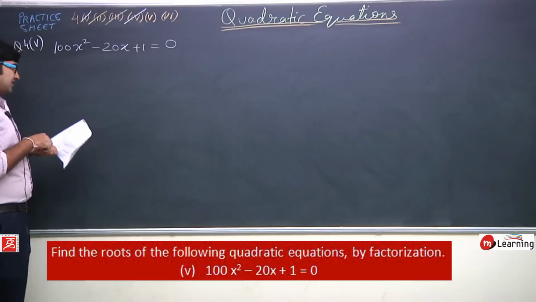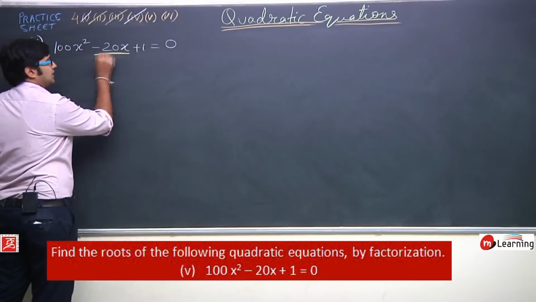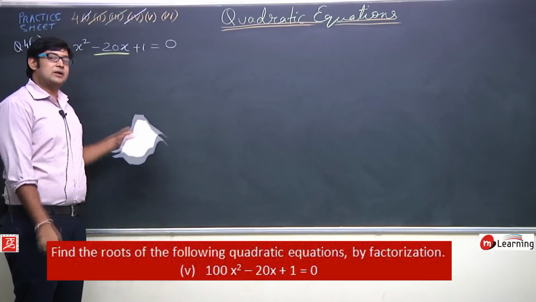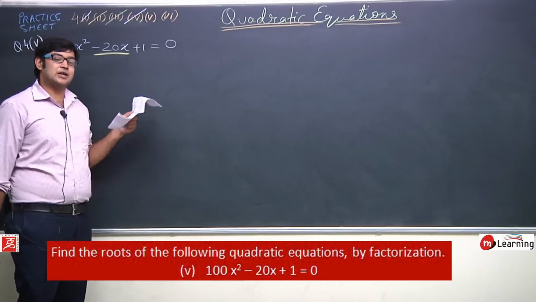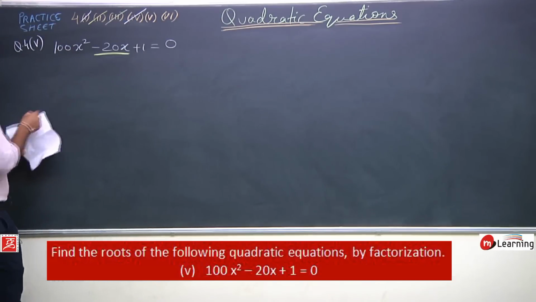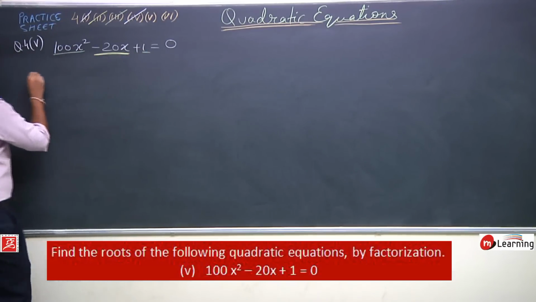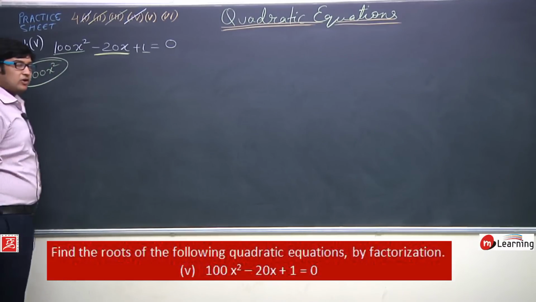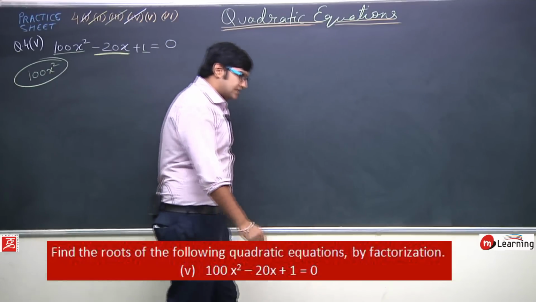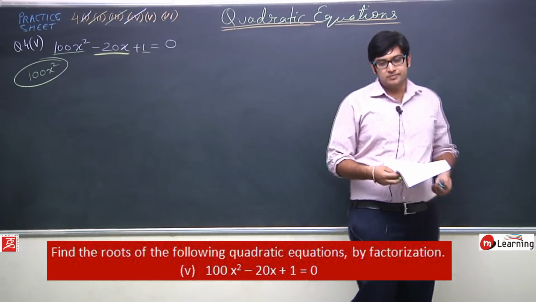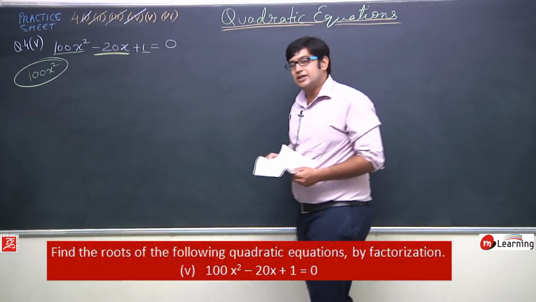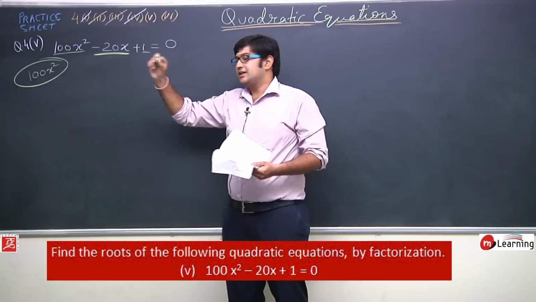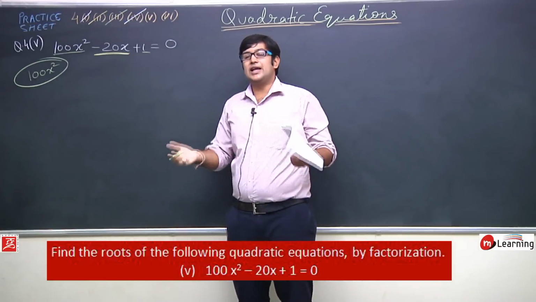Now, in this equation we need to split this middle term minus 20x such that the addition or subtraction will become minus 20x and multiplication should become 100x square into 1, that is 100x square. Now we can see that 100x square is a positive term. If 100x square is a positive term, then definitely this should be split in such a way that the two terms obtained should add up.